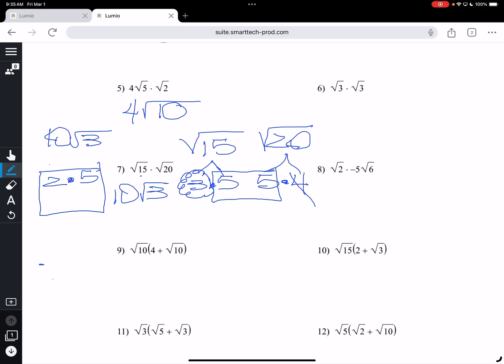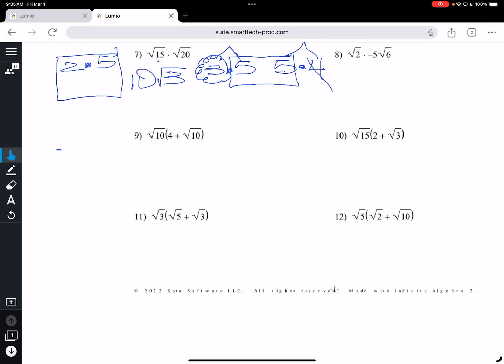Okay, look at number 9. What does it say to do? Just do the distribute. Now, remember, you cannot cross over from outside radicals to inside radicals. Do not play, okay? So, when we distribute here, you're going to say radical 10 times a 4, which gives you what? 40? No, don't cross over. 4 radical 10.